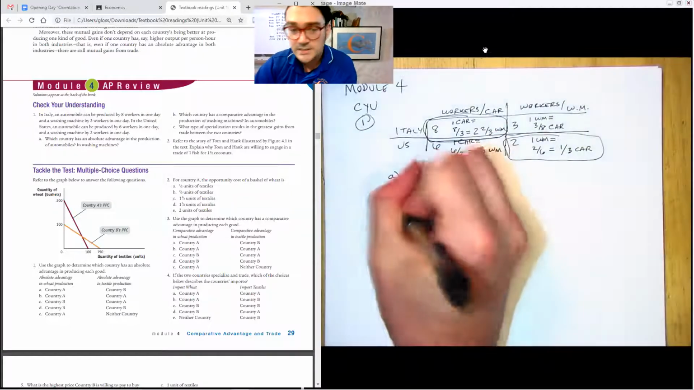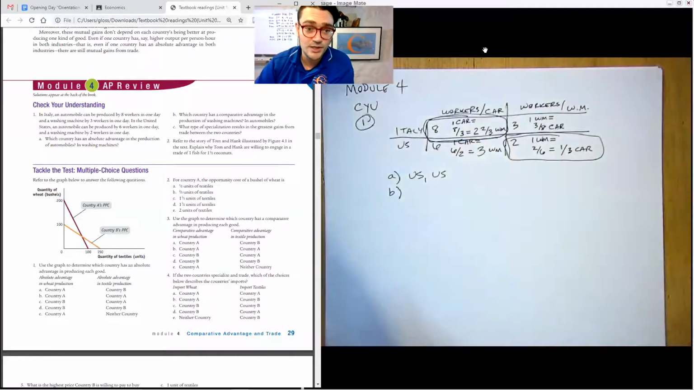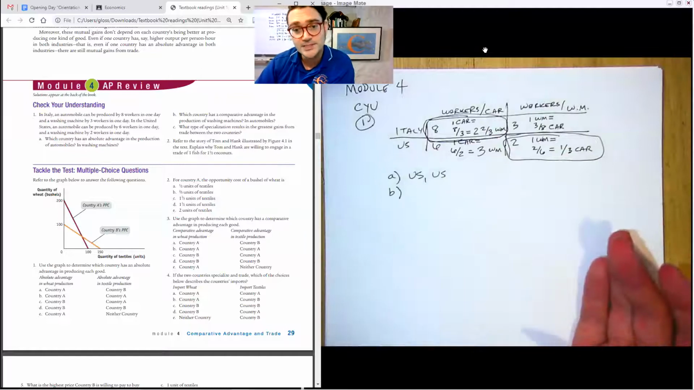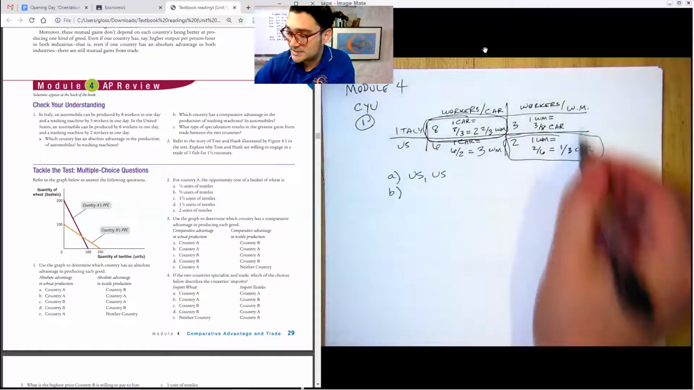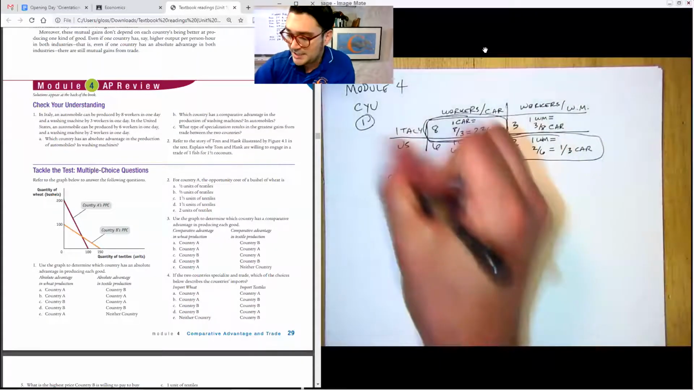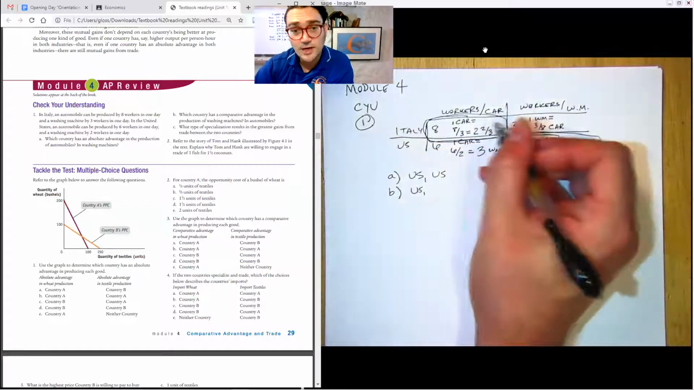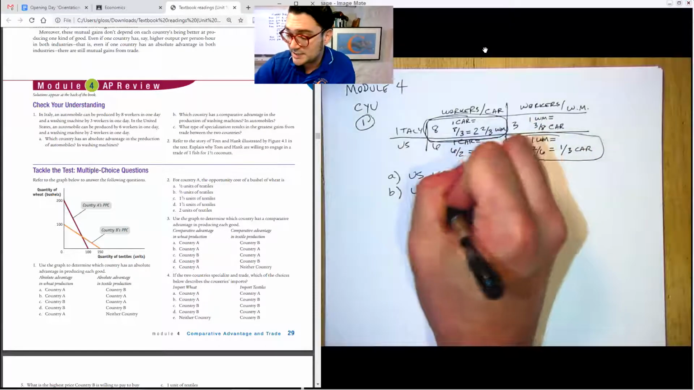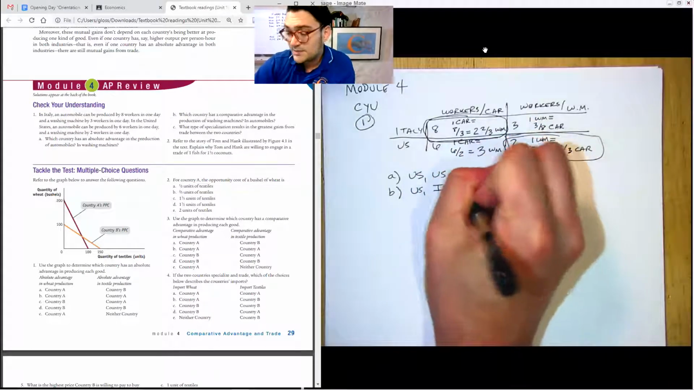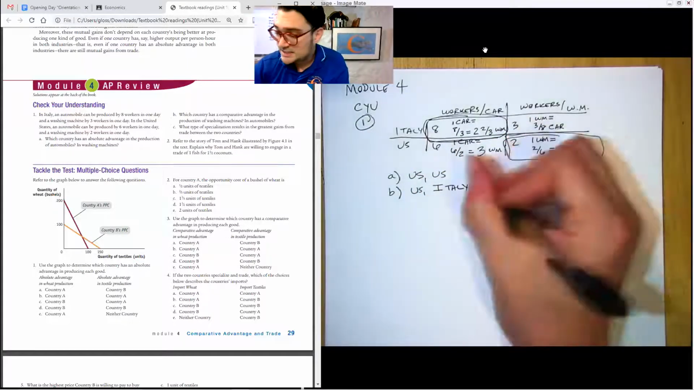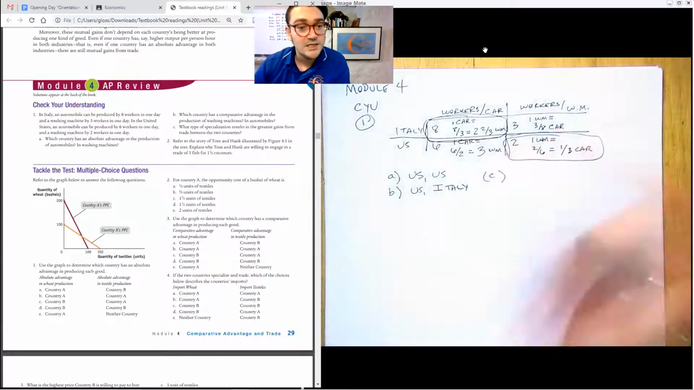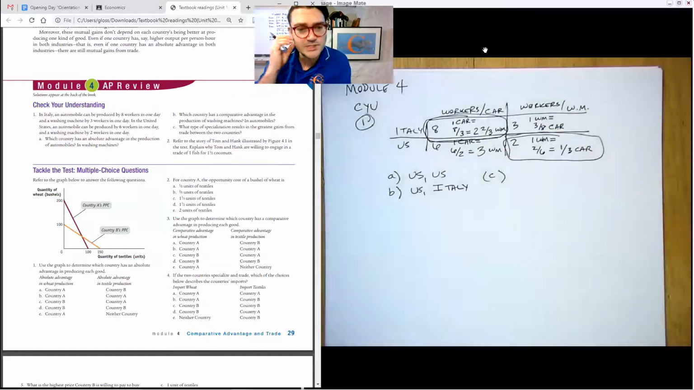Now, B says which one has comparative advantage in washing machines, which one in automobiles. Now, washing machines, right, that's this column, so that's the United States. And Italy is in this column, and Italy has the lower opportunity cost, so we would say Italy has the comparative advantage there. Now, C just says, what type of specialization results in the greatest gains from trade between the 2 countries?